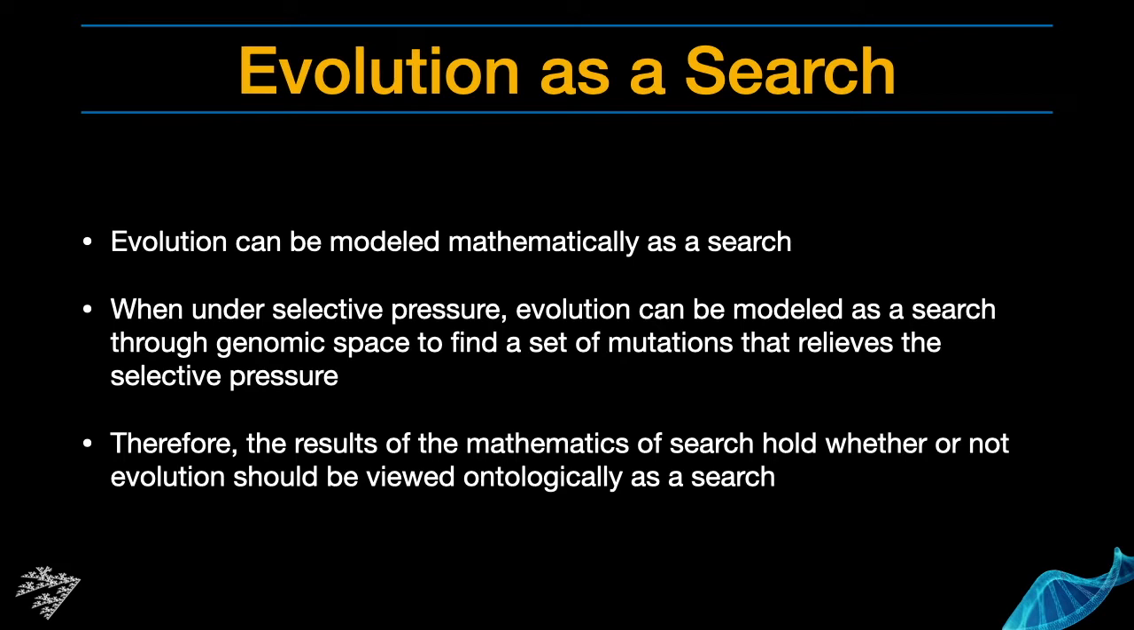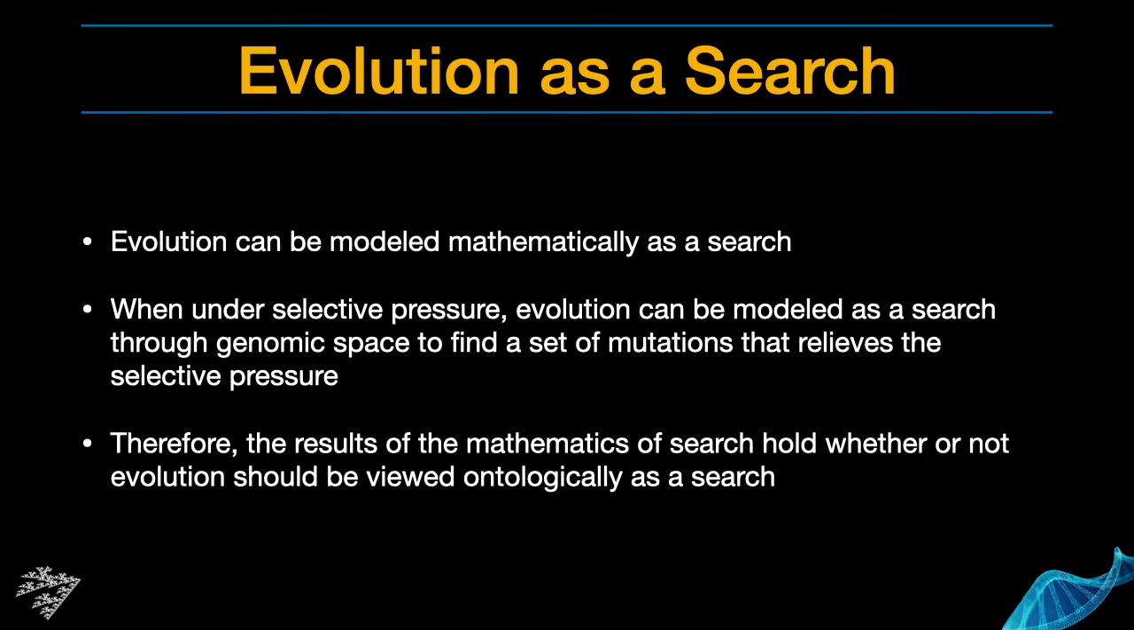So now one thing that a lot of people misunderstand about this is that it does not require that evolution is searching for a specific target. Search does not have that requirement. It just means that there's a criteria that we can determine to know when it found what it was looking for. So in this case, we can say that the goal is the set of all mutations which will cause it to relieve the selective pressure, right? So that is a search. We can define a search that way. And so then the mathematics of search will hold, okay?